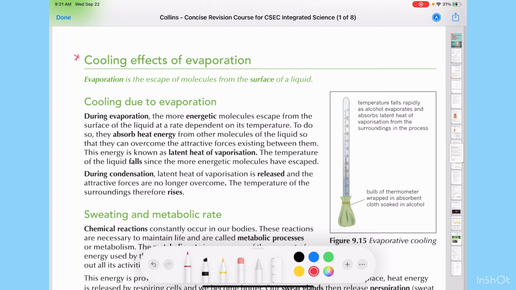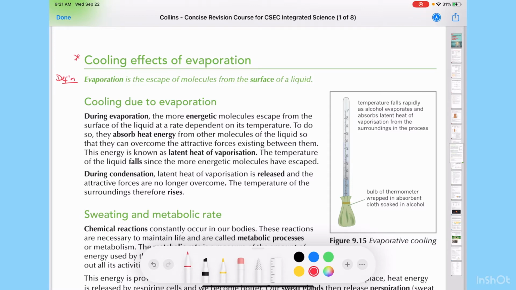Firstly, you want to take note of the definition of evaporation. Evaporation is the escape of molecules from the surface of a liquid. Now, when these molecules escape the surface of a liquid, the temperature of the liquid decreases. So let us see why.